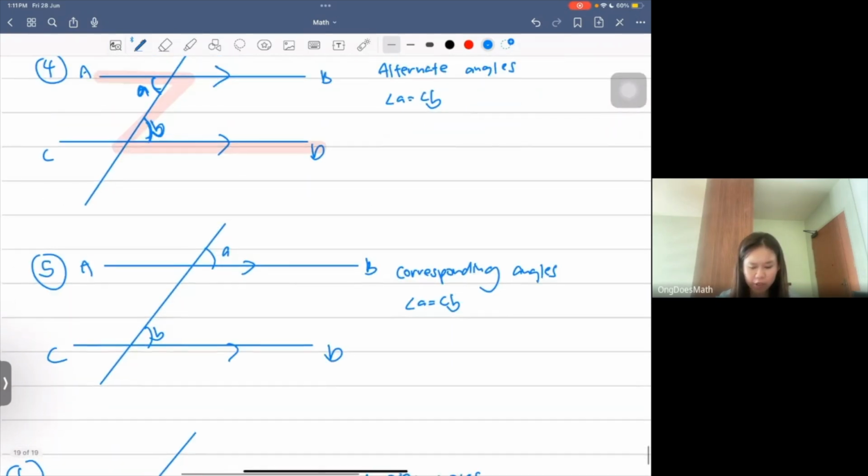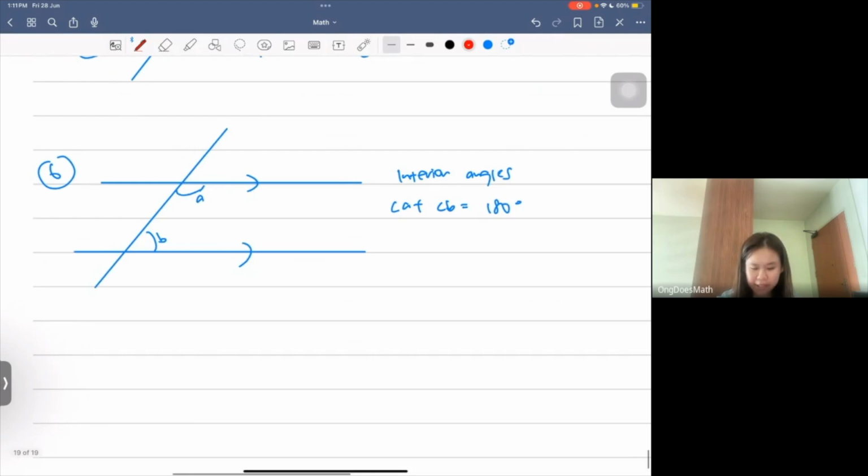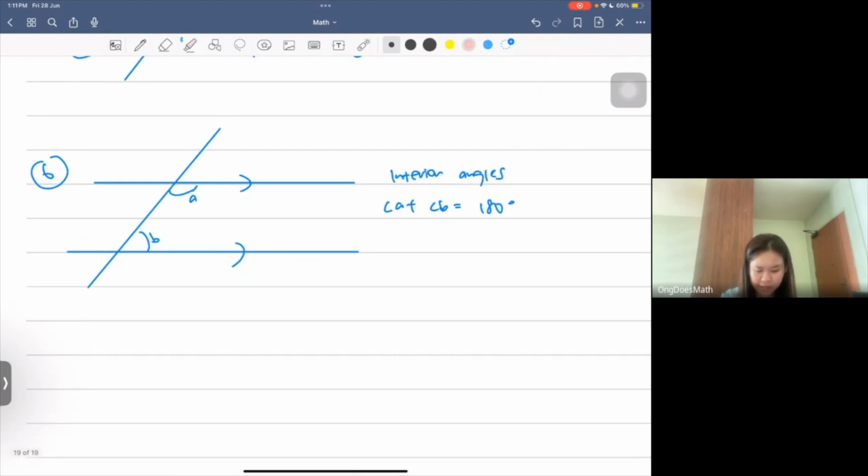Next, we have our corresponding angles. So same thing, if you have 2 parallel lines, these 2 angles are the same. Last but not least, we have these interior angles. So same thing, if you have 2 parallel lines, the angles between the parallel lines will add up to 180 degrees. And the property is called interior angles.